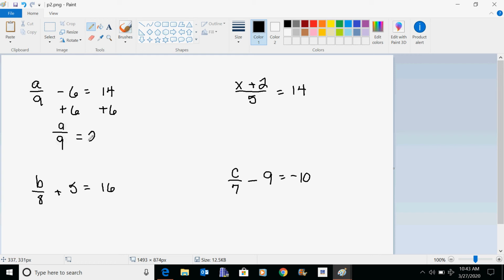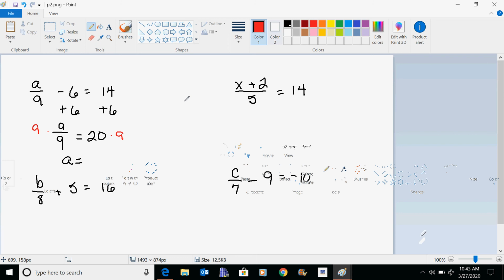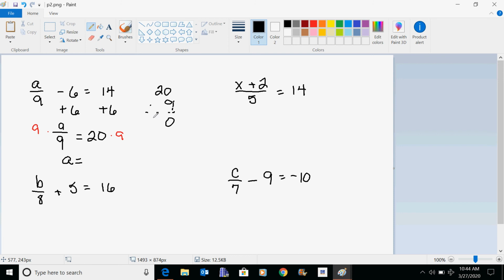This equals 20. Then when you're done there, again, you've got to do the same thing to both sides. To get rid of a divided by 9, you do times 9. So a equals 20 times 9. 20 times 9. 180.